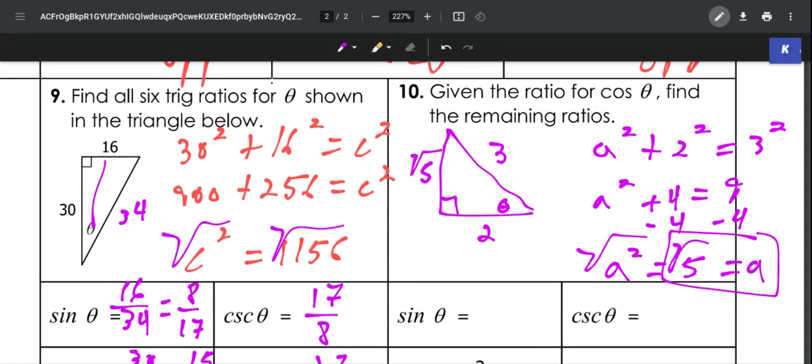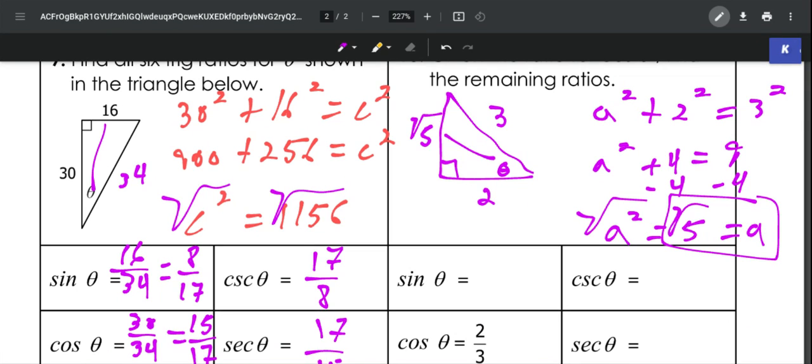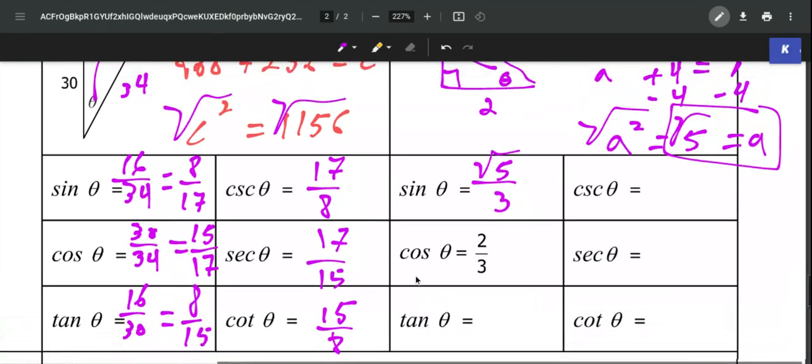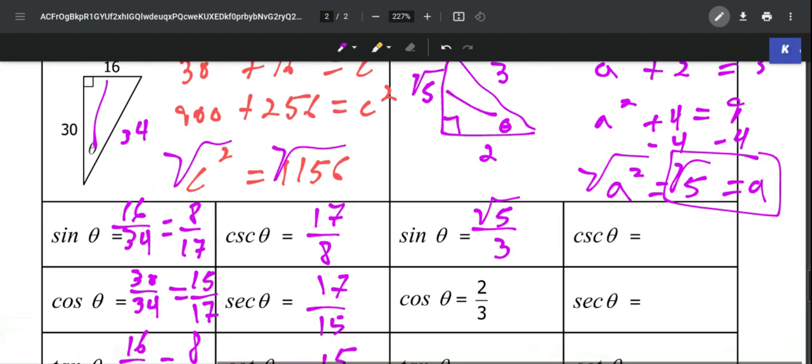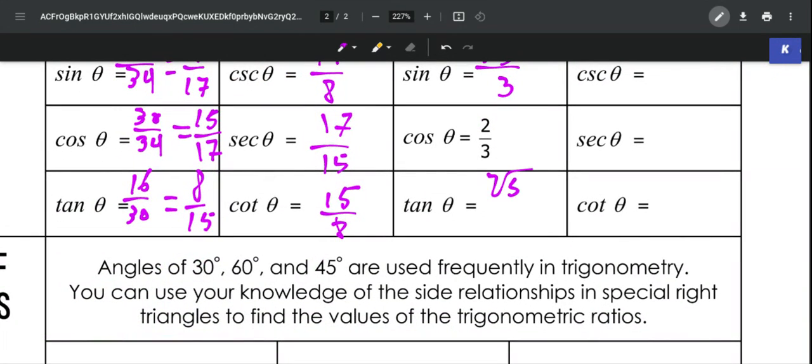This is where things get a little tricky, because you'll have to rationalize, but we'll do it. All right. So for sine, we're going to take the opposite over the hypotenuse. So the opposite here would be the square root of 5 over 3, because that's our hypotenuse. For tangent, we take the opposite over the adjacent, so we're going to take square root of 5 over 2.